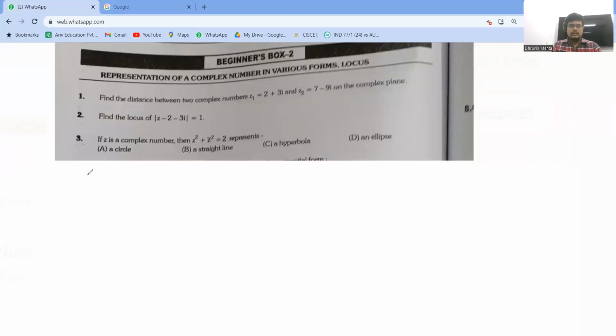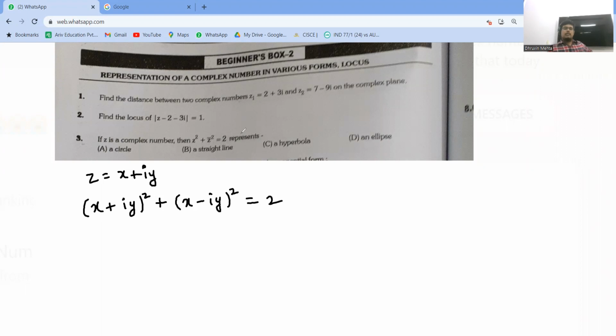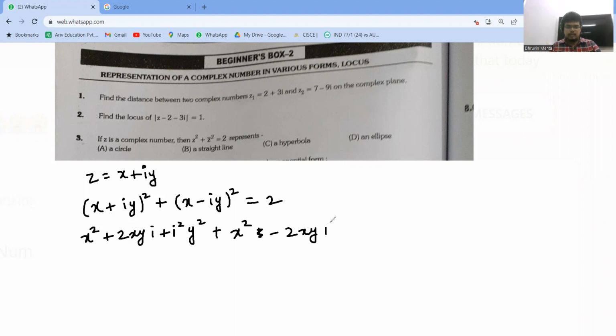चलो नेक्स्ट वन. z is x plus iy. They have written z square plus z bar का square. See, z square will be x plus iy the whole square and z bar मतलब x minus iy the whole square. This is 2. कर दे पूरा expand and tell me what are you getting. Y square minus 2y. So are you getting x square plus 2xyi plus i square y square plus x square minus 2xyi plus i square y square equal to 2.